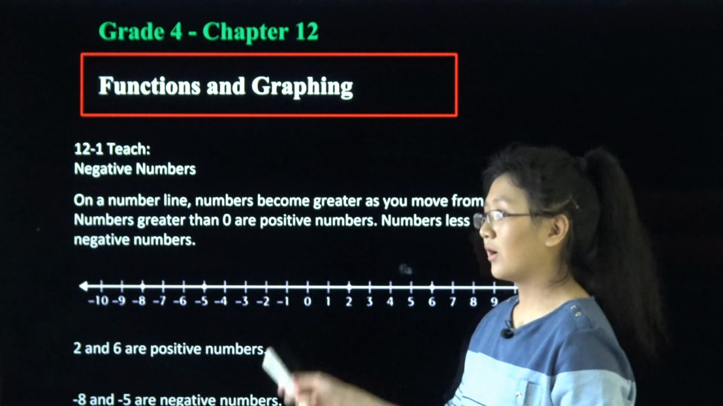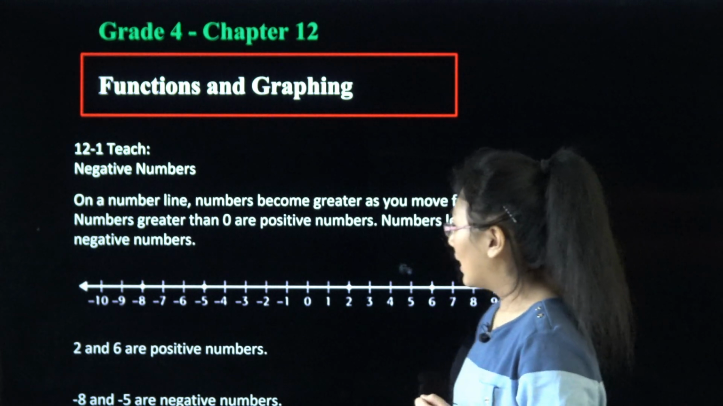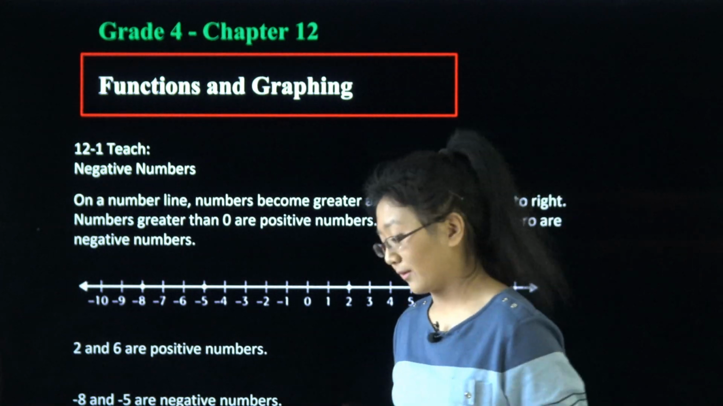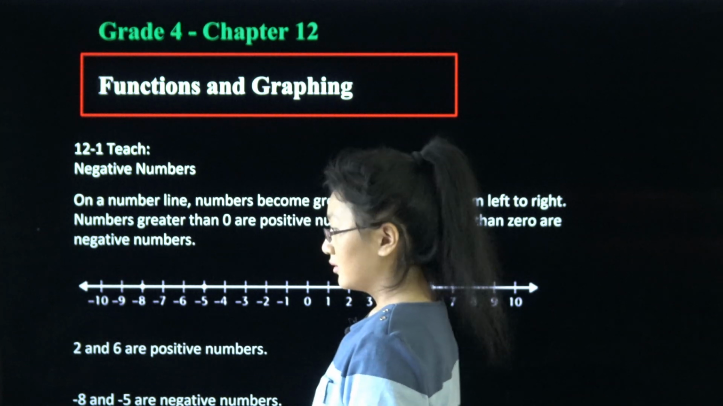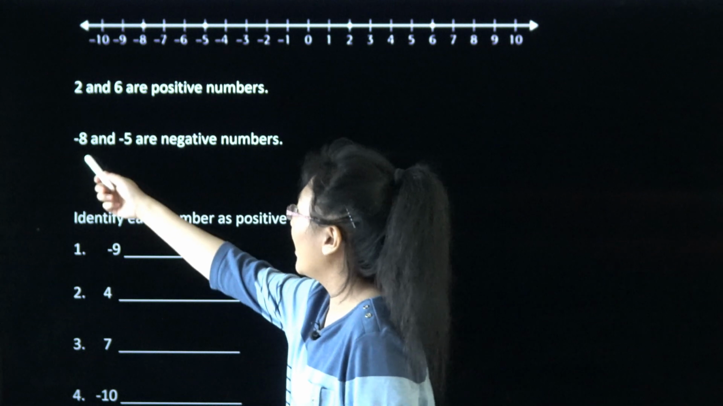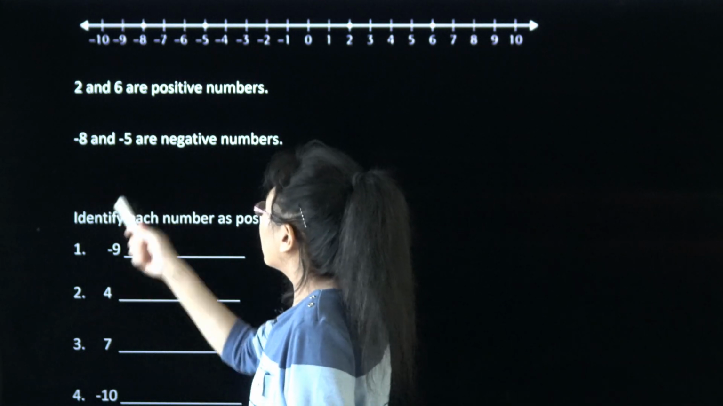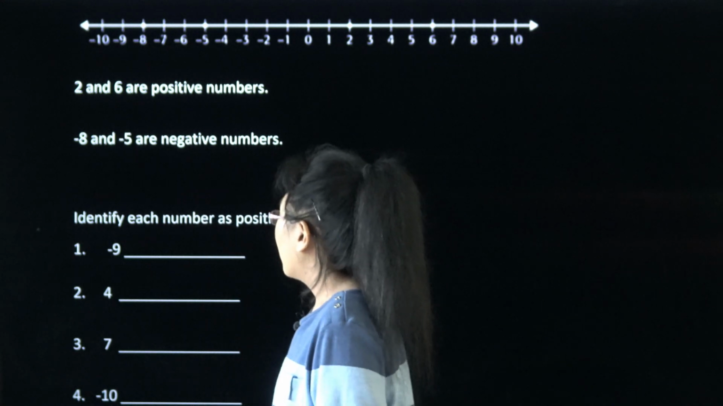Numbers greater than 0 are positive numbers. Numbers less than 0 are negative numbers. So negative is anything less than 0. 2 and 6 are positive numbers, and that little minus-like sign is, well, negative. Negative 8 and negative 5 are negative numbers.